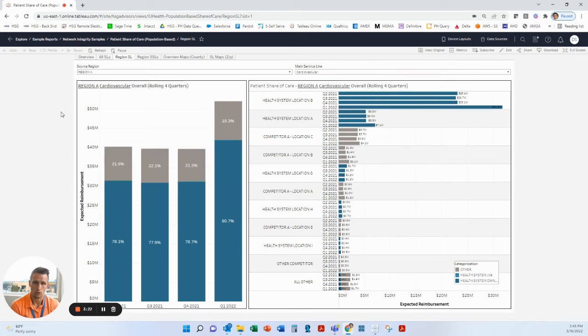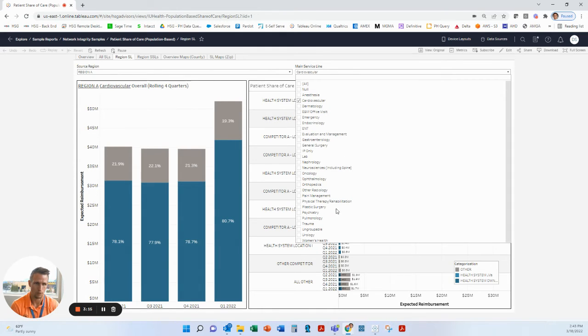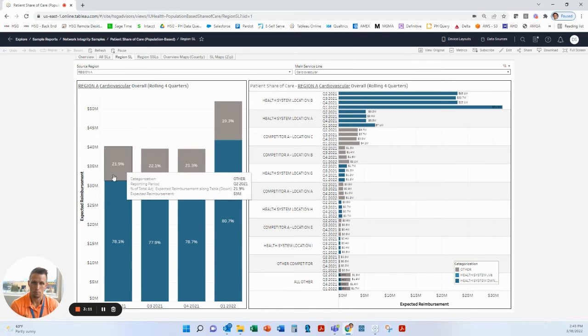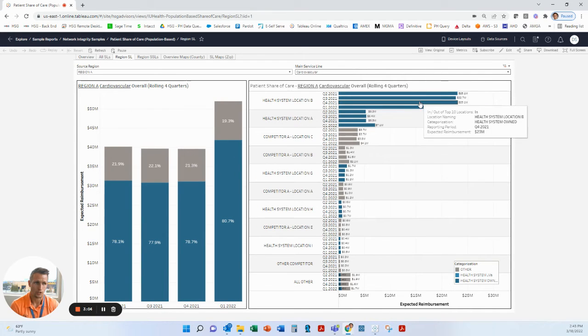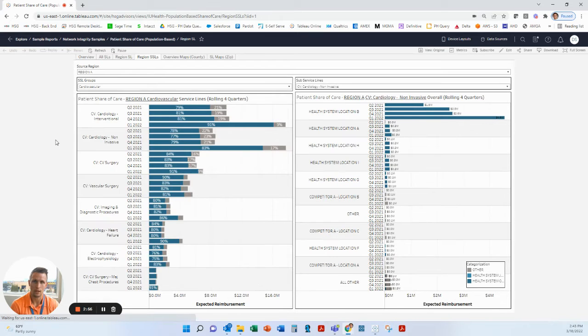Being able to then get into the region specifics, maybe we're just looking at region A for cardiovascular services. So you see we have all of those service offerings. Let's look at just cardiovascular, where we have the ability to see how that cardiovascular service line is trending, specifically from a dollar perspective, and second, where the actual sites of service are for those patients receiving that care. Being able to get even more in depth, we can understand the sub-service line components within that cardiovascular service line.